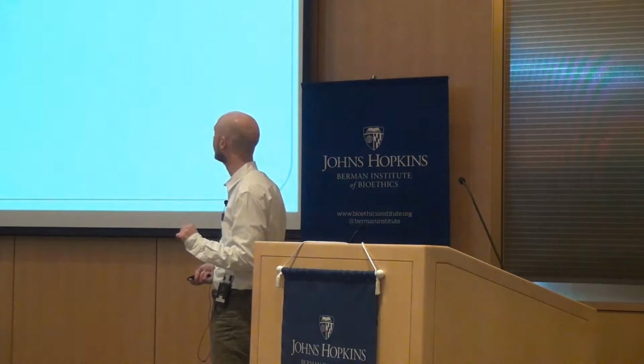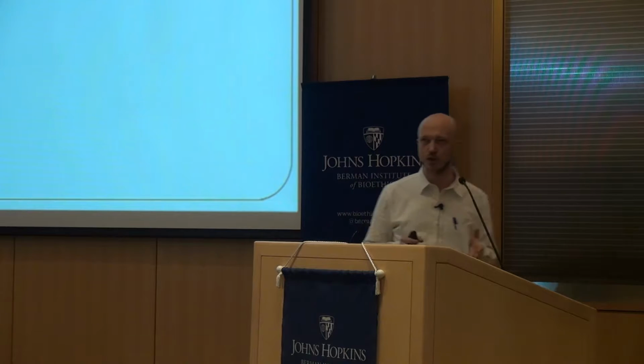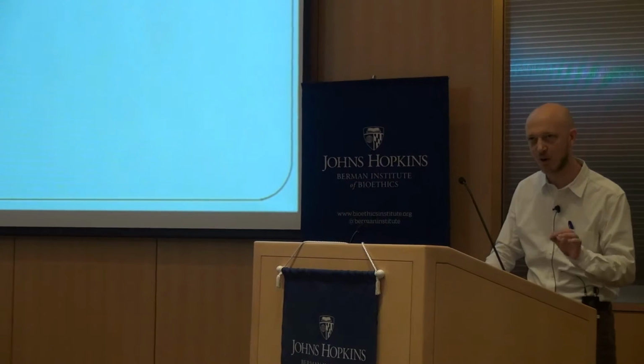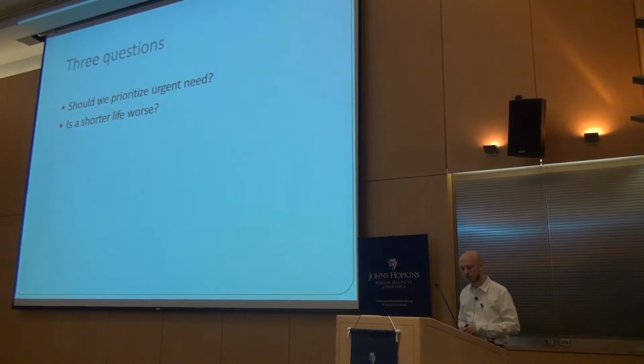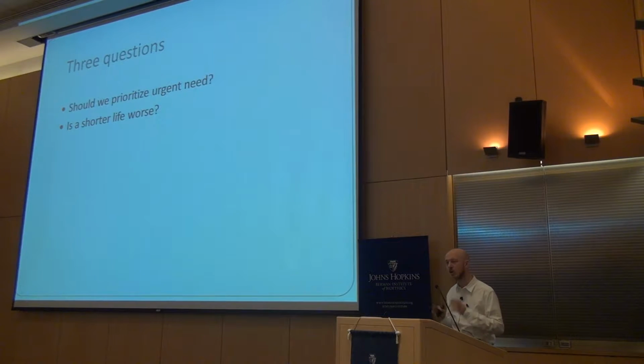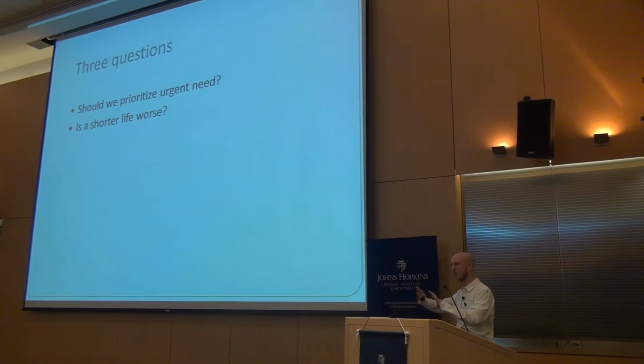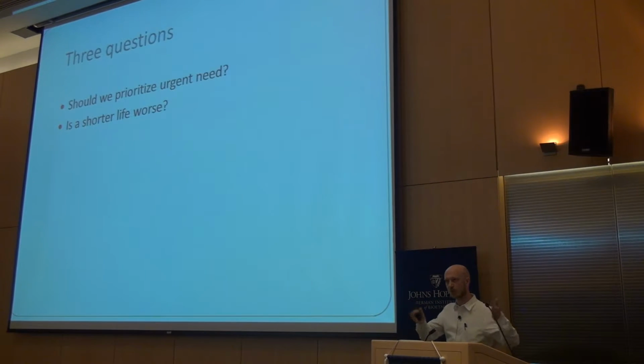Okay, so this admittedly very idealized case suggests 3 important questions that we have to answer if we're going to say what it means to be badly off for the purposes of allocating health resources. First question, should we prioritize urgent need? That is, if someone is sick now, we could help them now. Is that something that we should be taking into account? Second, is a shorter life worse? That is, if we look at someone's life overall, not just at the benefit that we might give them, are they worse off if their life would be shorter?